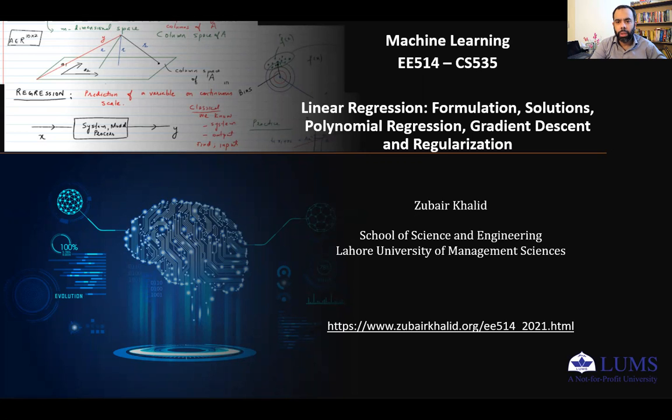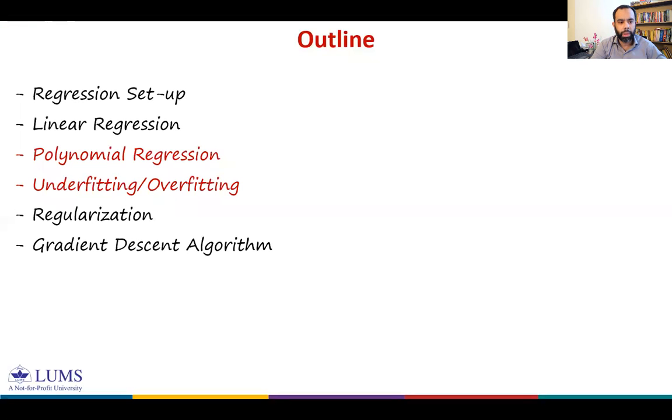In the previous video, we talked about setting up a regression problem. We also introduced linear regression. We formulated it as an optimization problem, and we employed vector calculus to find an analytical solution for a linear regression problem. In this video, we will focus on polynomial regression, and we will revisit the concept of underfitting and overfitting.